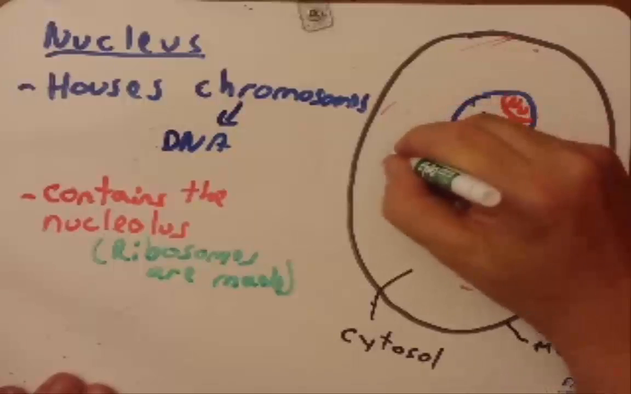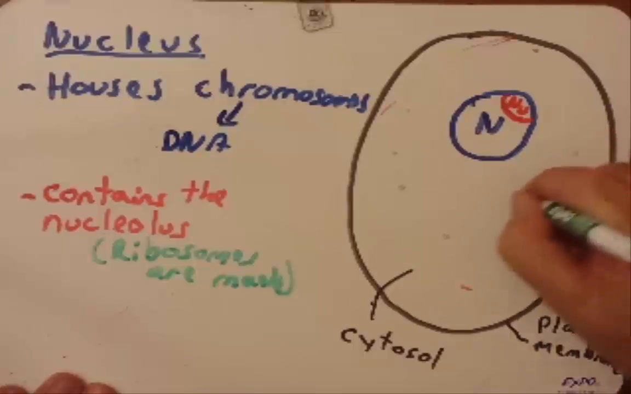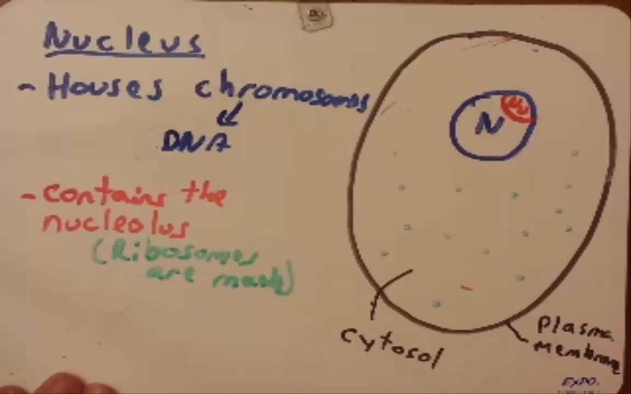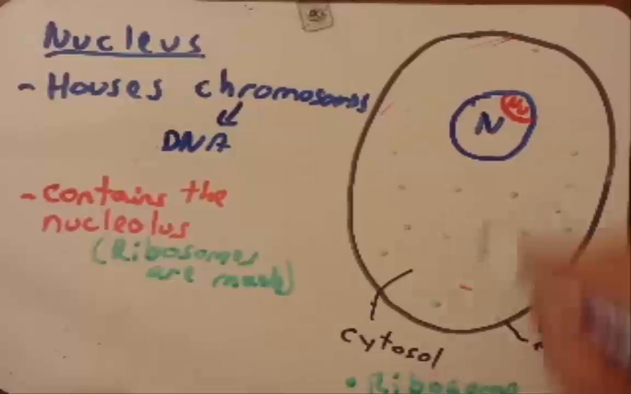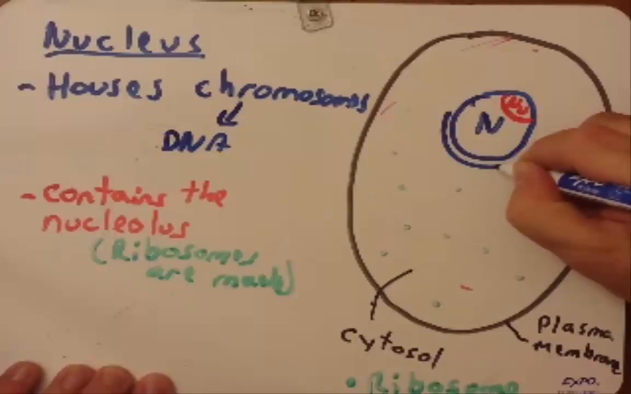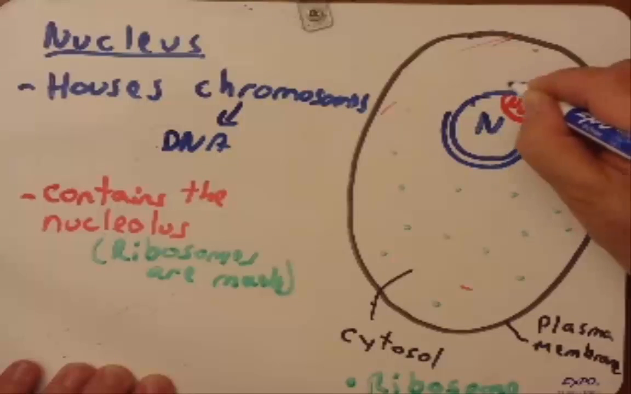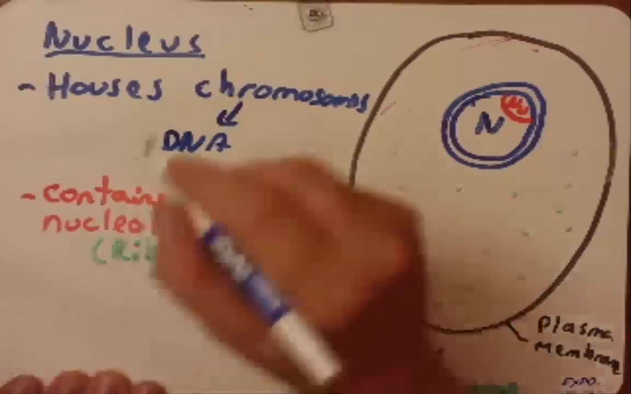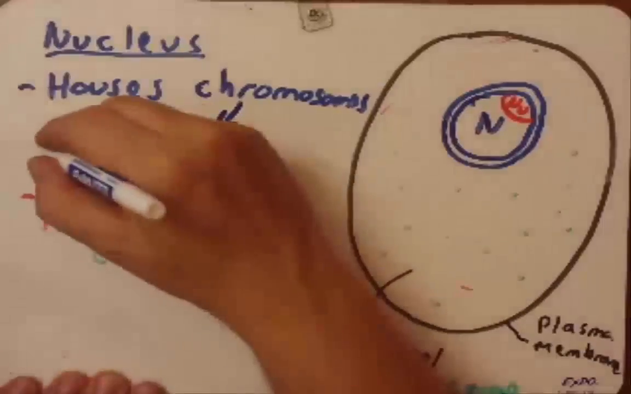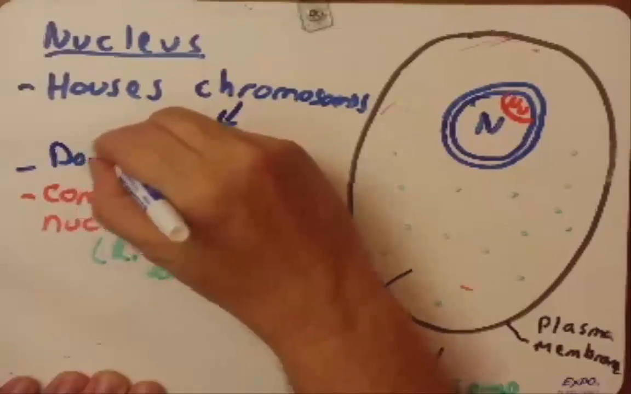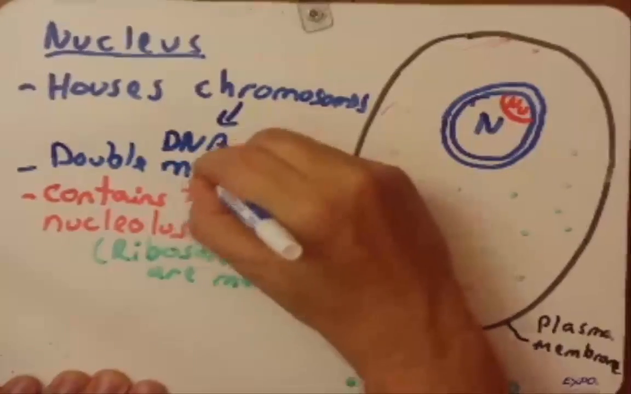I'm going to go ahead and just put a couple little dots here just to show that there are ribosomes. So down here I'm just going to put a dot and say that's a ribosome. Another thing I want to point out here is that the nucleus, like the mitochondria and the chloroplasts, is double membraned. I'm going to put that here so it's under the blue area here. Double membrane.